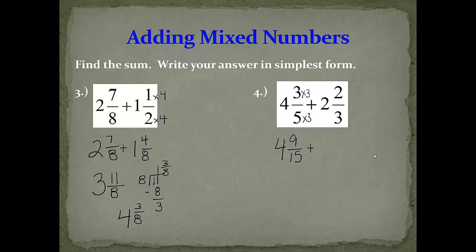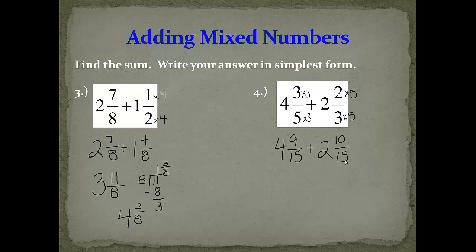And then we're going to add our second mixed number. Our denominator is 3, so we would multiply by 5 to get 15. We will also multiply the numerator by 5. Our whole number will stay the same. It stays 2. 2 times 5 is 10. And 3 times 5 is 15.